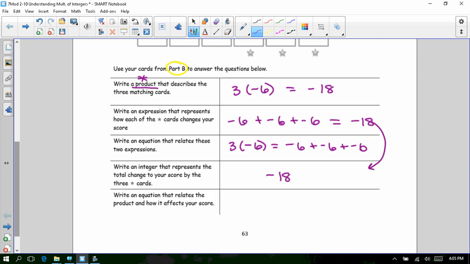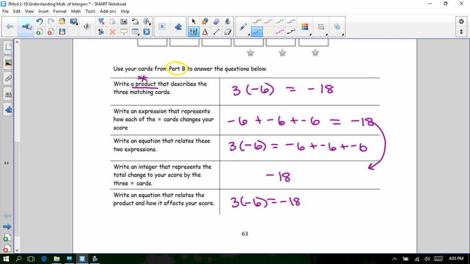All right? Write an equation that relates this. So 3 times -6 equals -18. We are going to get the same answer no matter which way I write this. All right, so let's take a look at the top of page 64.